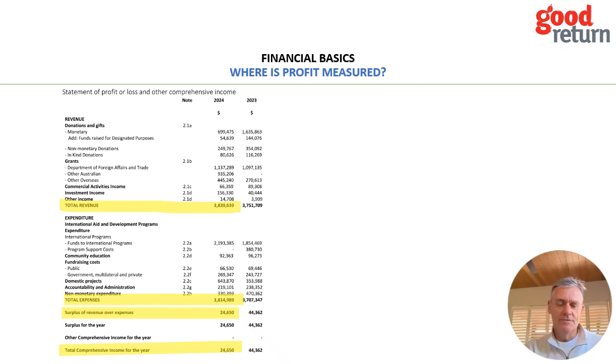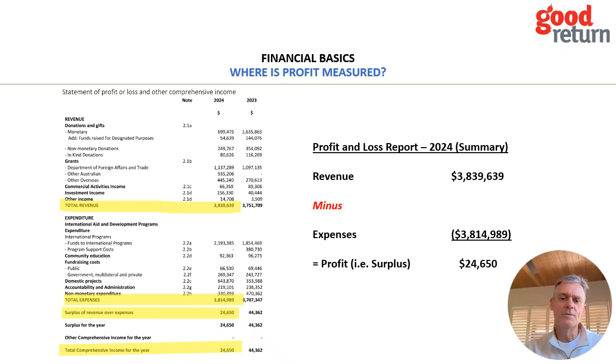So pretty basic stuff. Where is it all measured? Where's profit measured? Well, it's measured in the profit and loss report, which sometimes also gets called different things, such as the statement of comprehensive income. So in 2024, the Good Return profit and loss that I've already alluded to is shown on the screen, and I've highlighted the big picture numbers. So I've already talked about those numbers. Revenue in that year was 3.8 million, and the expenses were about the same. So the surplus was very small. But as a not-for-profit, that's our goal. We covered our expenses with enough revenue to make a very small surplus.